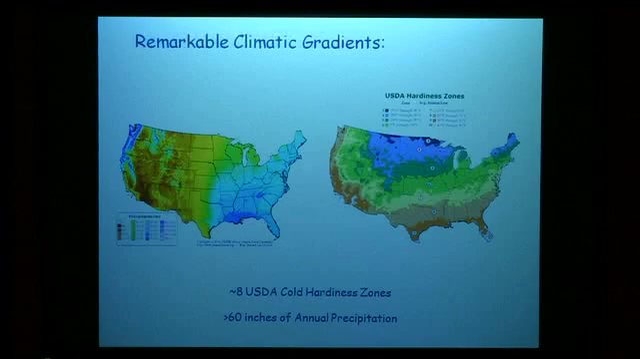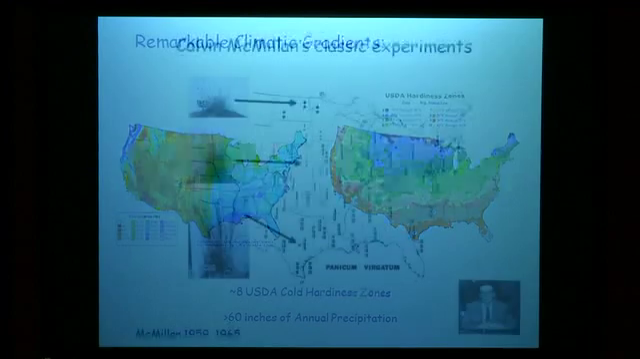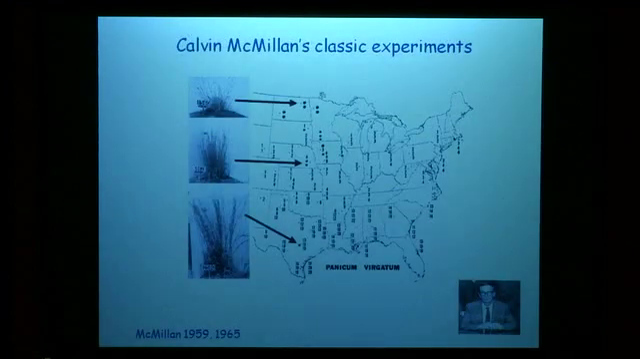For me, one of the exciting things is it spans this really incredible climate gradient. So across 8 USDA cold hardiness zones and over 60 inches of precipitation. And in Texas alone, we see almost 60 inches of precipitation gradient that Panicum virgatum can handle. And so we'd like to ask, are these local populations adapted to these conditions? And what can we learn about mechanisms of tolerance by looking at this variation? So we actually have lots of evidence that these populations are locally adapted.